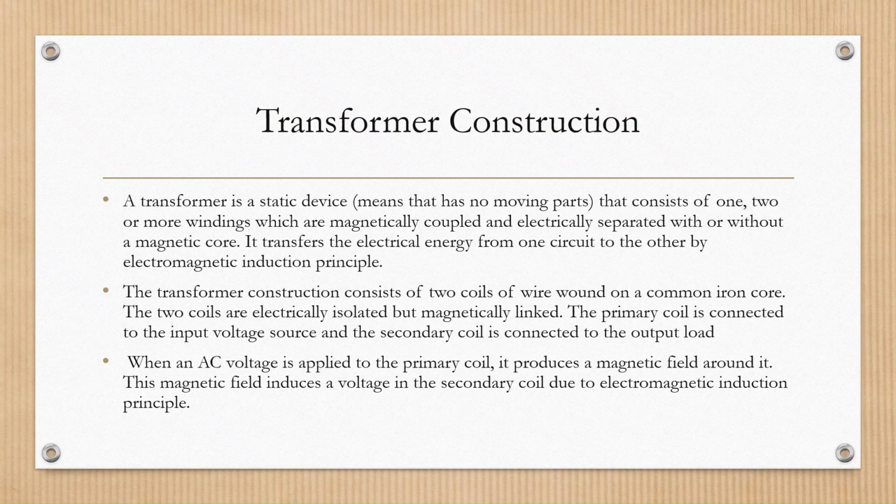The transformer construction consists of two coils of wire wound on a common iron core. The two coils are electrically isolated but magnetically linked. The primary coil is connected to the input voltage source and the secondary coil is connected to the output load. When an AC voltage is applied to the primary coil, it produces a magnetic field around it. This magnetic field induces a voltage in the secondary coil due to the electromagnetic induction principle.